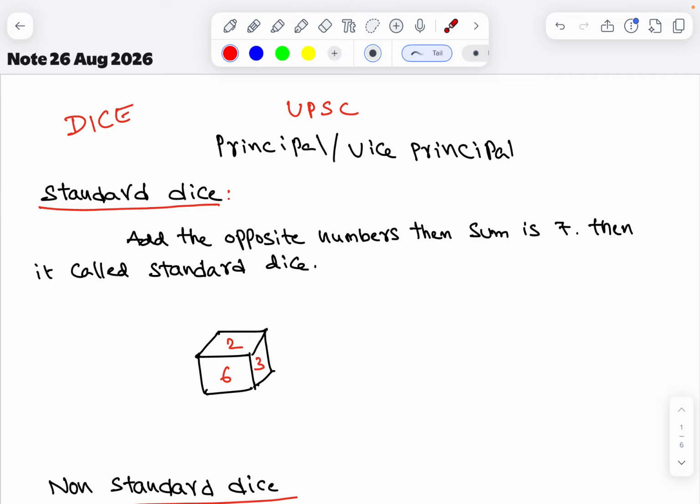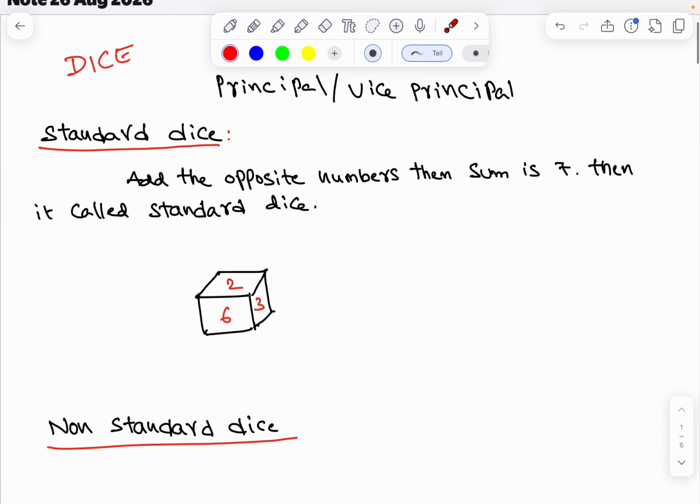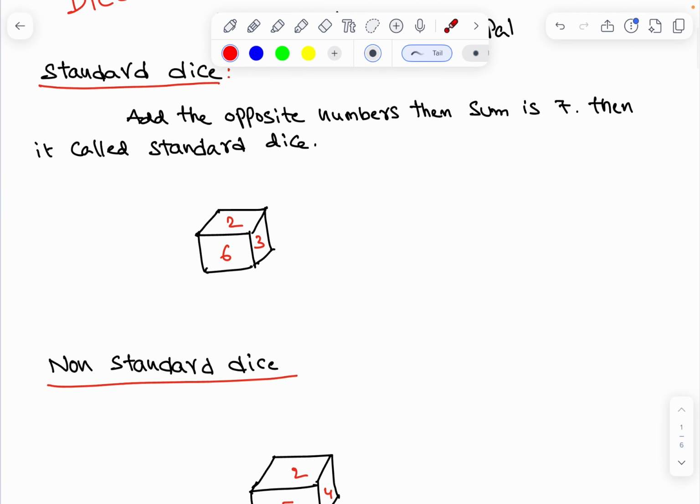First of all, I am discussing the standard dice. What is the standard dice? Add the opposite numbers. Then the sum is 7. Then it is called the standard dice. Suppose here you can observe 2 plus 6 is 8, 3 plus 2 is 5. Therefore it is a standard dice.